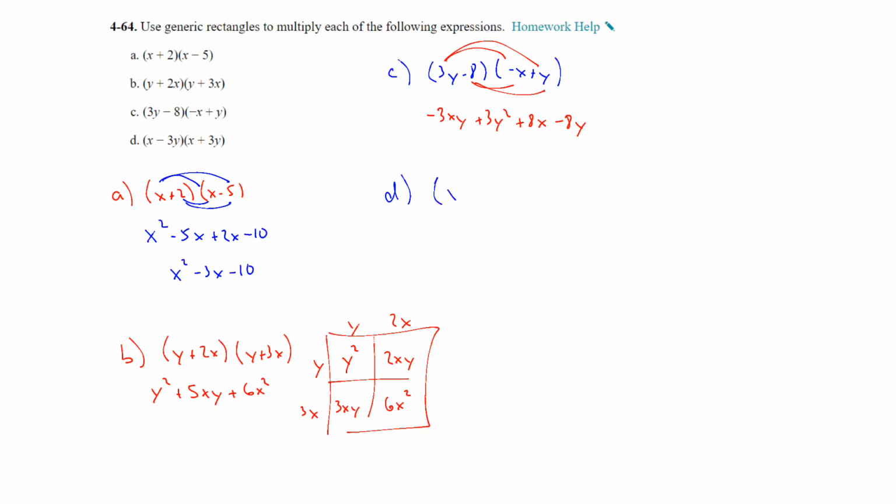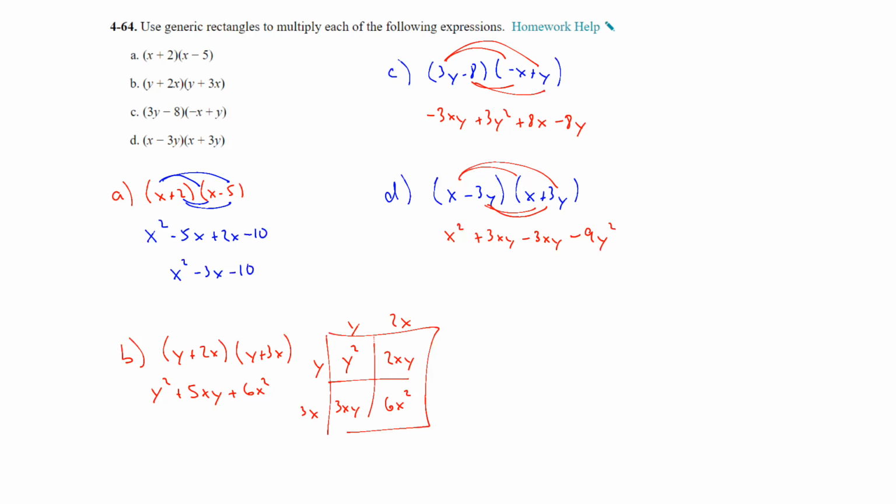And then on D, we have x minus 3y, and then x plus 3y. So same binomial except one's addition and one's subtraction. X times x, x squared. X times 3y, 3xy. Negative 3y times x is negative 3, and then I'm going to put the x first, so xy. And then negative 3 times 3y is a negative 9y squared.